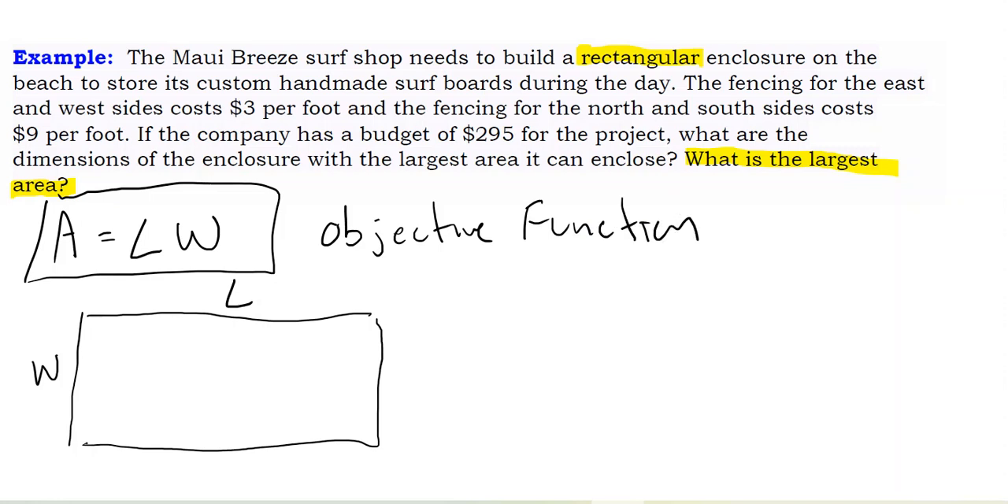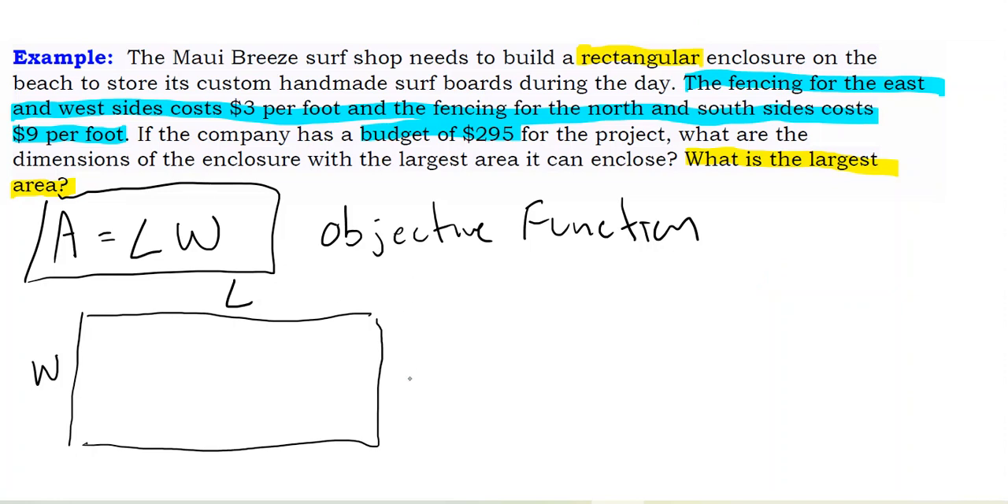So we need to look a little bit further into the problem to figure out how we can relate the length and the width in another equation to create the constraint. And for that, we're going to go to this line where it says the fencing for the east and west sides costs $3 per foot, and the fencing for the north and south sides costs $9 per foot, and the company has a budget of $295. So our constraint is a budget constraint.